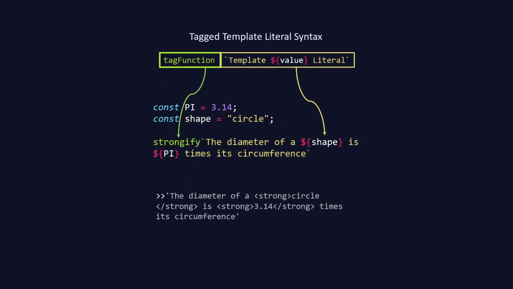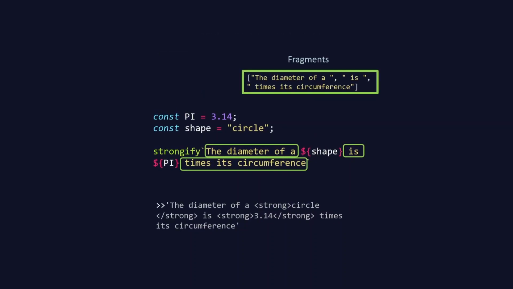Of course, we need to define our function strongify, but pay attention to the fact that our string must be fragmented into 3 strings in order for the expressions to be inserted in the right spot. And also, we should have a list of 2 expressions. Notice that the number of fragments is equal to the number of expressions plus 1, always.